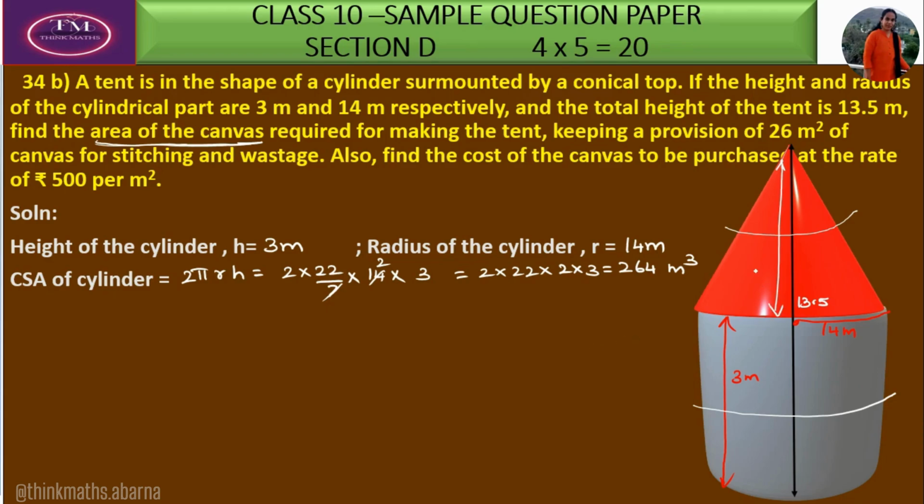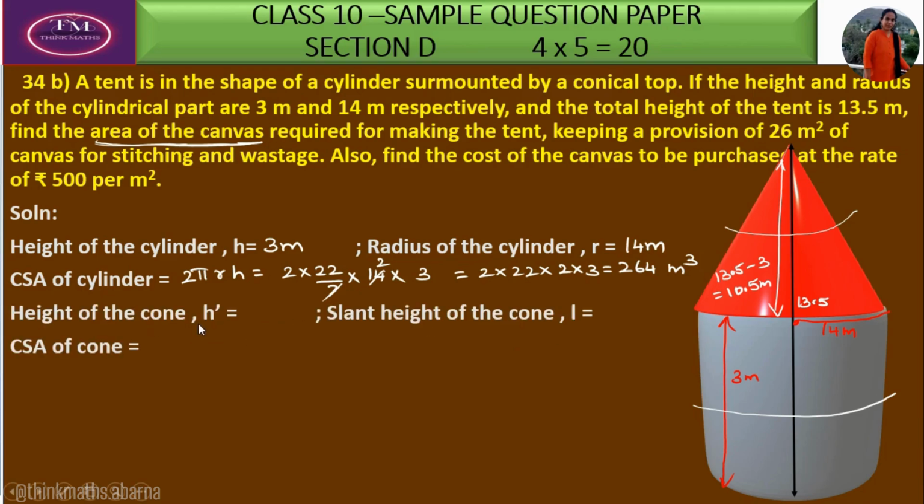With this, we have to find out the height of this cone. So height of this cone will be from the total height, 13.5, we have to subtract the height of the cylinder. Height of the cylinder is 3. So it is 10.5 meter. Height of the cone equal to 10.5 meter. So let us start for the cone. Height of the cone, h dash, equal to 10.5 meter. Already there is height of the cylinder, so height of the cone is noted as h dash.